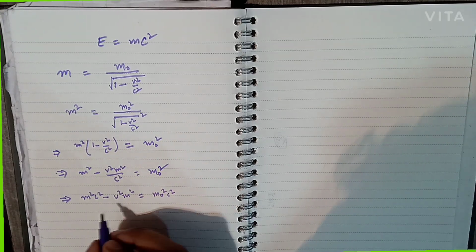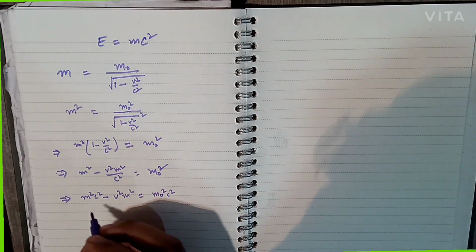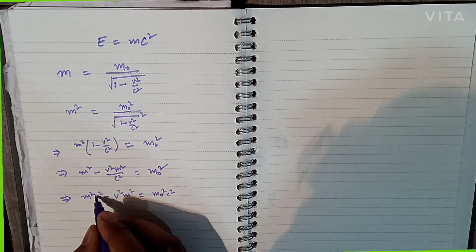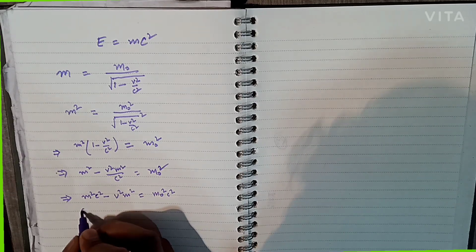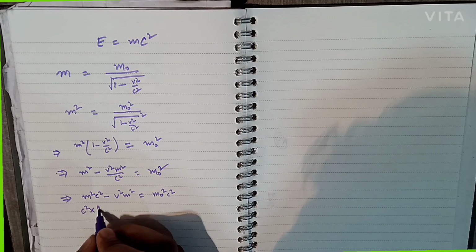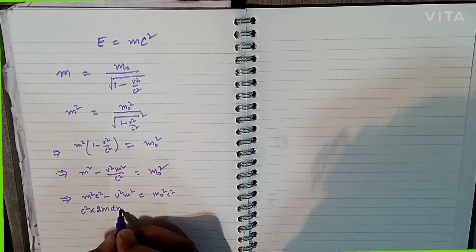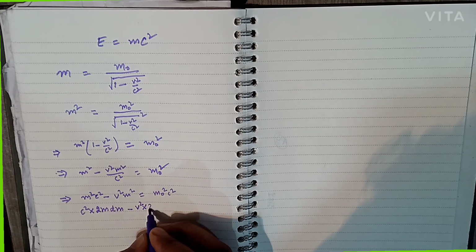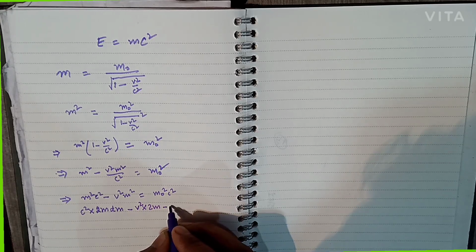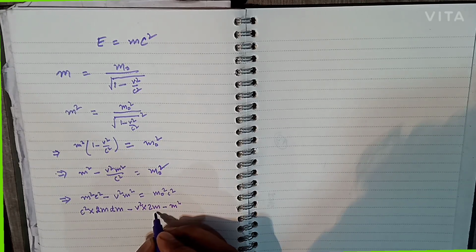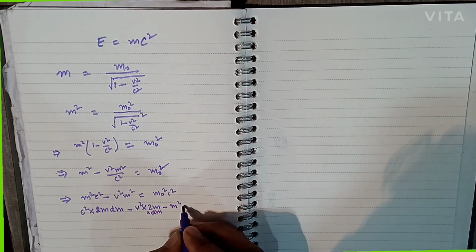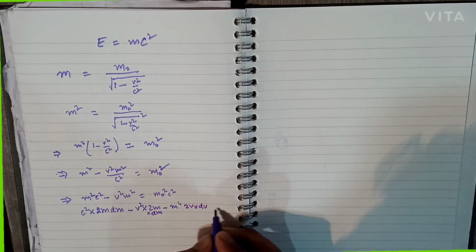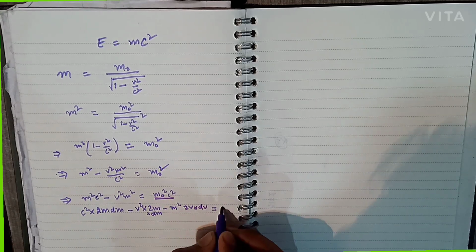Now differentiating either side: m naught is constant, c square is constant, so the constant will be out, and the differentiation of m square will be 2m dm. Differentiating the next term, v square is taken with 2m dm, and when m square is taken out, then 2v dv, and the differentiation of the right-hand part will be 0.